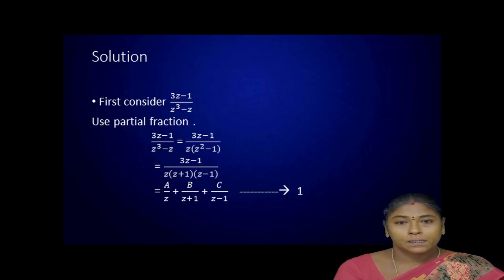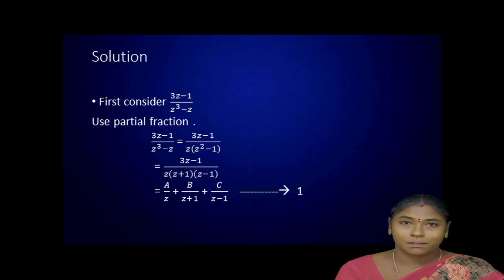Let us first consider the function f of z equal to (3z minus 1) by (z cube minus z). We must split this function into partial fractions. In the denominator, let us take z out first, so it becomes z into (z square minus 1). And then, for getting a linear factor, z square minus 1 can be written as (z plus 1) into (z minus 1). We then use partial fractions and split the function into a by z plus b by (z plus 1) plus c by (z minus 1). Let us name this equation number 1.